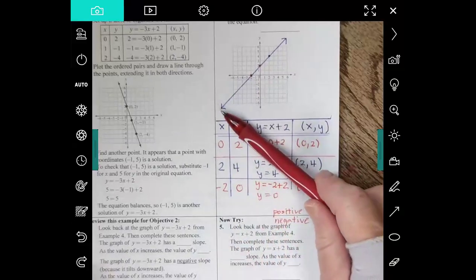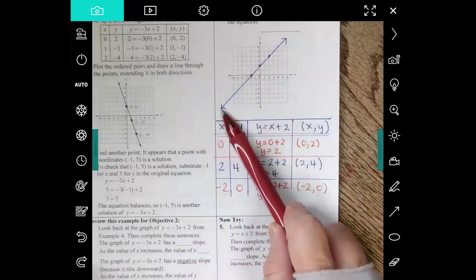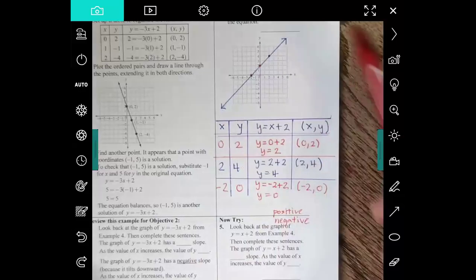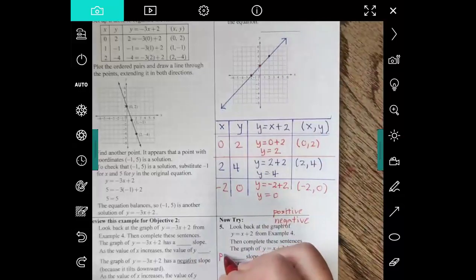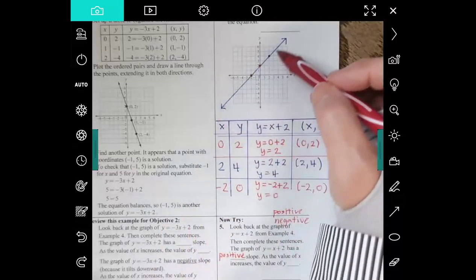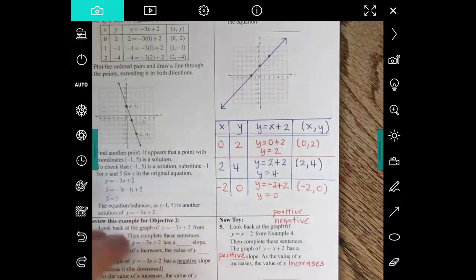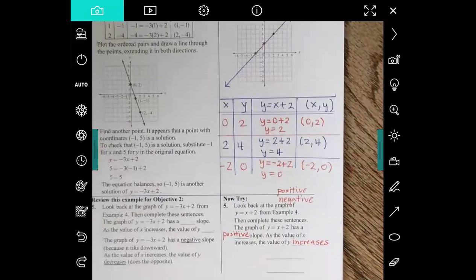When we go from left to right, read it just like a book. Start on the left side and go along the line from left to right. We're going up. That means that slope is positive. As the value of x is increasing, as the x's get bigger, the values of y are also getting bigger. They're increasing. As the value of x increases, the value of y increases. Okay, so I just filled in the blanks instead of writing it in the blanks below. You can do whichever you prefer.